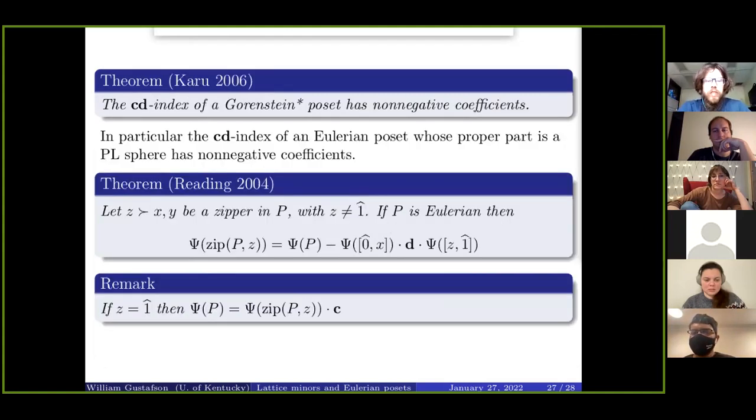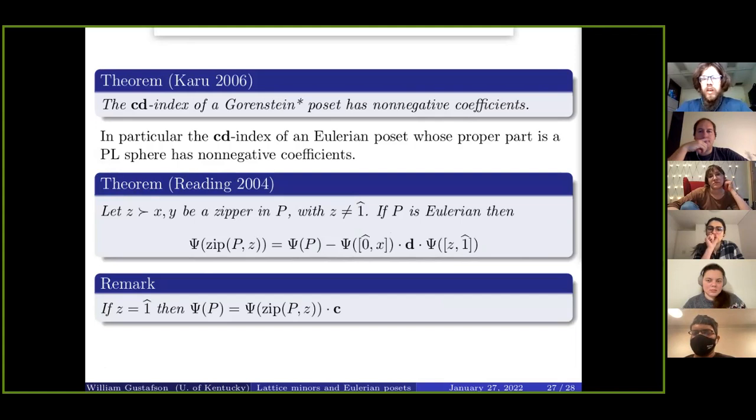A few results for the CD index that I need. First is this non-negativity result. The CD index of any Gorenstein star poset necessarily has non-negative coefficients. Here, Gorenstein star means that the order complex of the proper part of the poset is a real homology sphere. And that's more general than we need. In particular, if we have a poset whose proper part is a PL sphere and is Eulerian, then we have non-negative coefficients in the CD index. So that means this theorem applies to minor posets as well as anything that we get by zipping minor posets.